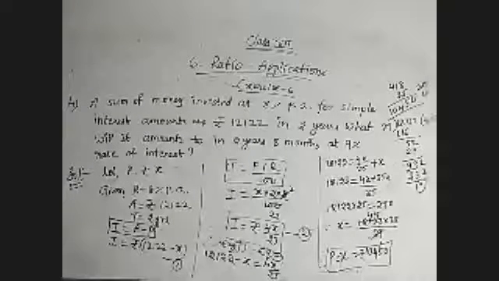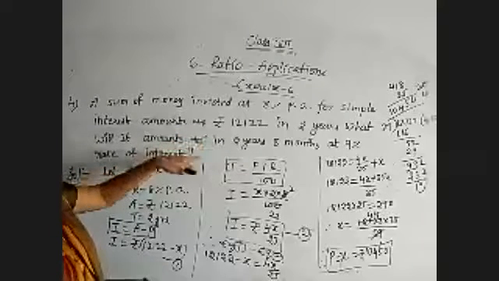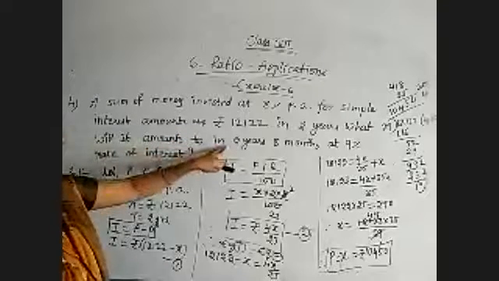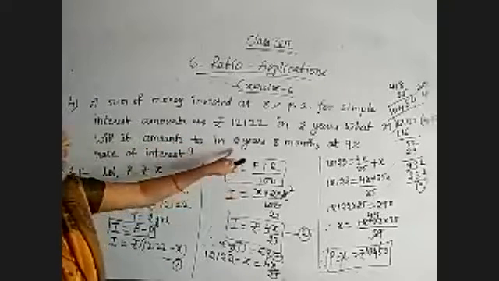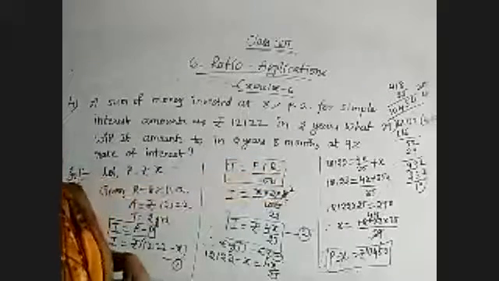Okay, once again observe, only half the problem is finished. Only the principal we have found. After that we need to find out the amount for that principal by taking the time as 2 years 8 months and rate of interest as 9%.